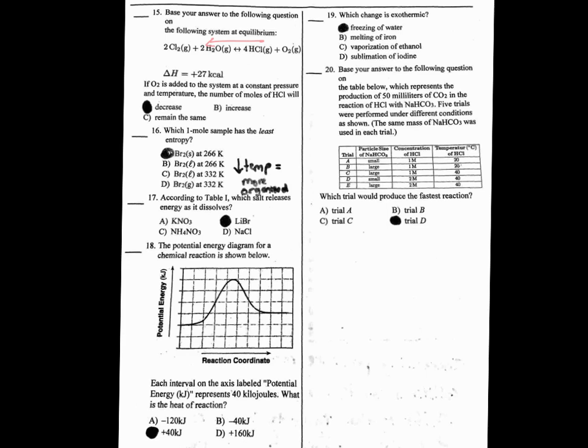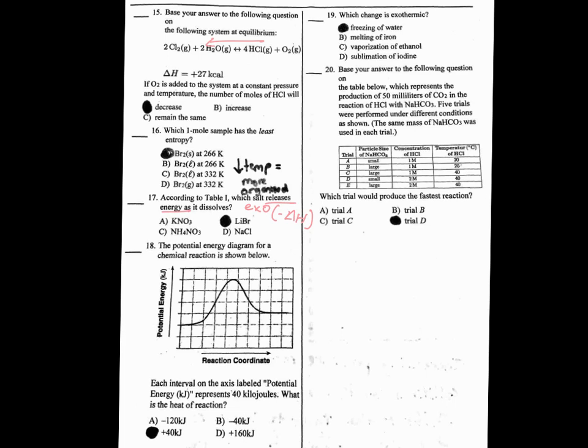17, you kind of need to use the reference table, but a key word here to know which one you're looking for. Which salt releases energy? So it's exo, which means a negative delta H. So you're looking for the one that has the negative value, and the only one that has that is choice B.